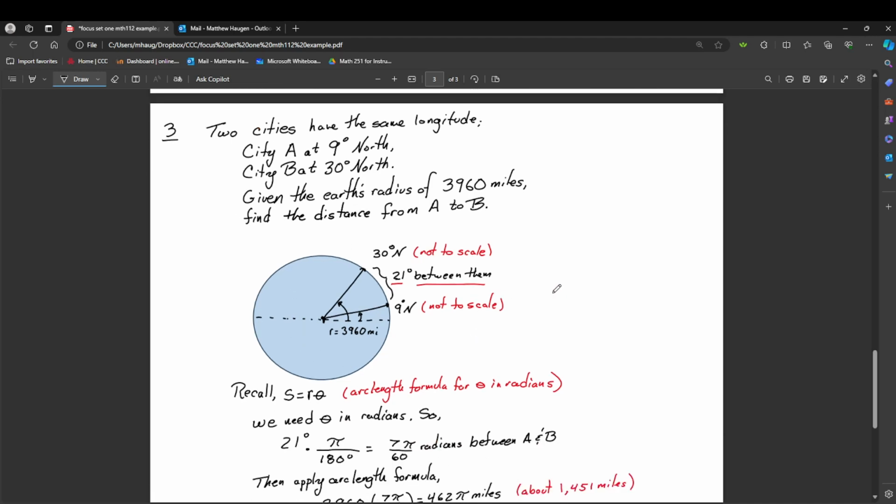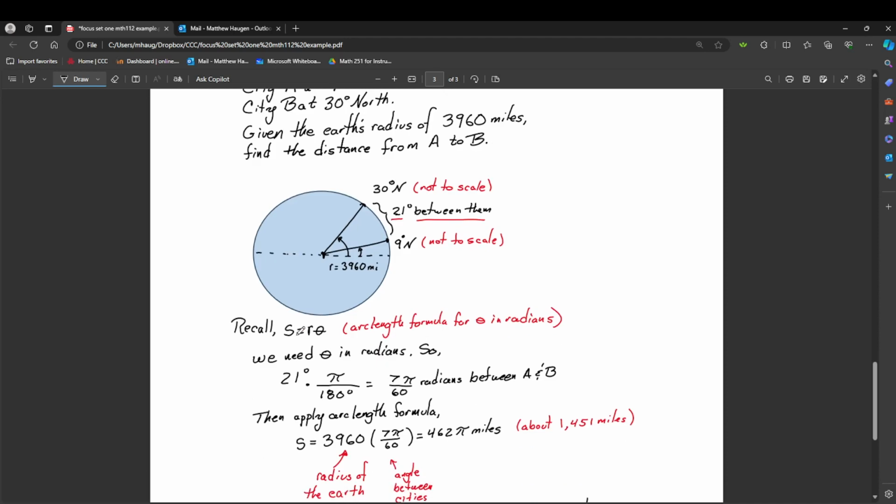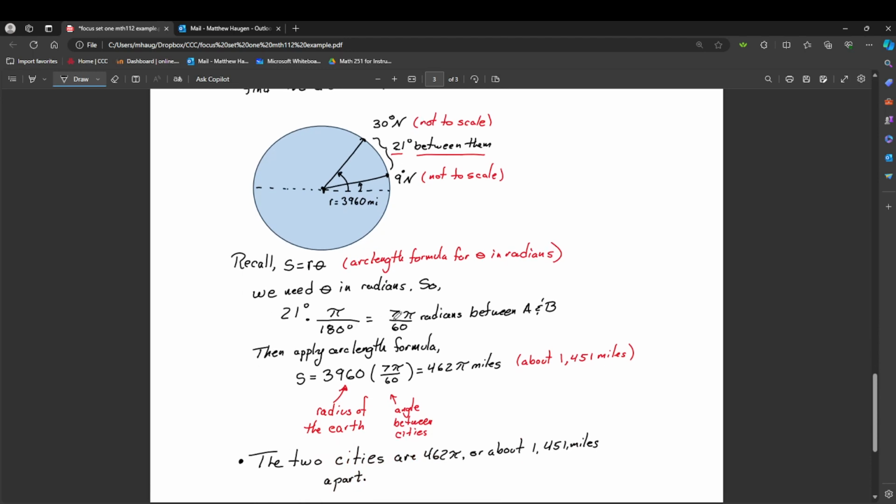Again, a nice diagram. Try to make sure your diagrams are fairly, not huge, but good sized, easily read. I did note, just because I couldn't help it, that this 9 degrees and 30 degrees aren't to scale. Not necessary to do that, but I don't know, it was fun. This time I did say, hey, arc length formula for that theta in radians, so we need to convert it. Did the conversions. Reduced those.